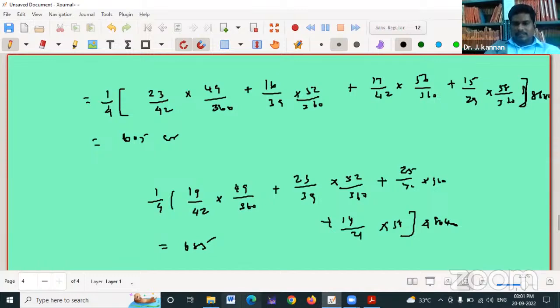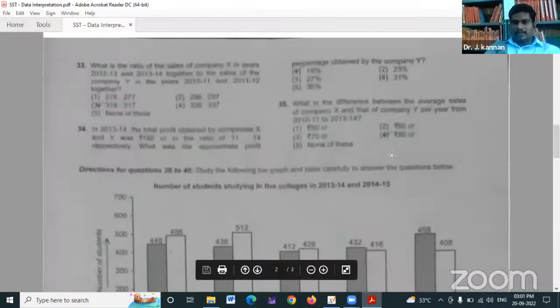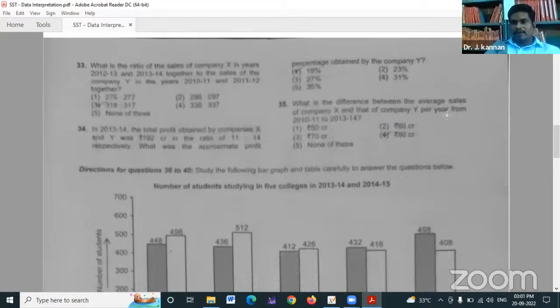The difference is just 80 crores. So we need only 80 crores. The answer is 80 crores. What is the difference between the average sale of company X and that of company Y per year from 10 to 11 to 13 to 14? Actually 10 to 11, 11 to 12, 12 to 13, 13 to 14. So all the years combined, 4 years, divided by 4.